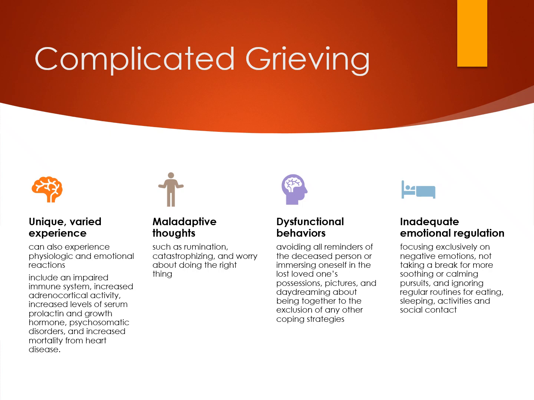Maladaptive thoughts, rumination may result. This is basically dwelling on negative feelings, right? Having that catastrophe, quote unquote, state of mind, worrying constantly about doing the right thing. There are dysfunctional behaviors, avoiding all the reminders of the deceased person, right? Or holding on to and sort of guarding possessions and pictures. There could be daydreaming about being together to the exclusion of any other coping strategies.